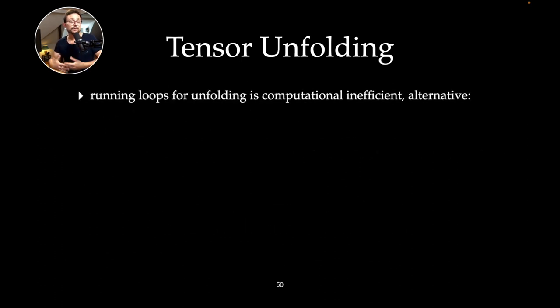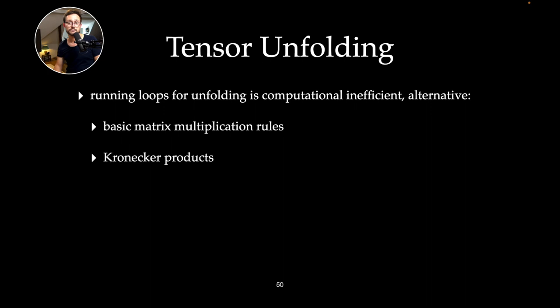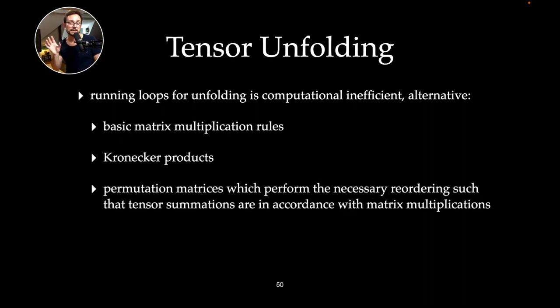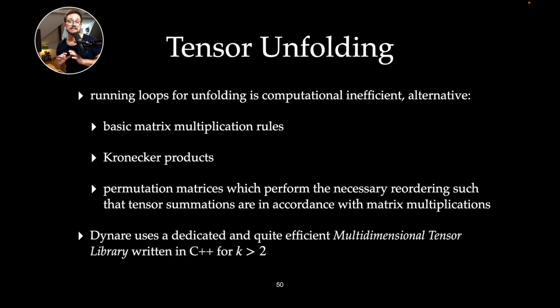Now, how can you actually do this? Of course, simply running loops is somewhat computationally inefficient. The alternative that I want to present is that we can make use of basic matrix multiplication rules, the properties of the Kronecker product, and permutation matrices that perform required reorderings of terms, such that tensor summations are in accordance with matrix multiplication and Kronecker product rules. Dynare under the hood uses such tensor unfolding at order 2, but at order 3 and above we use a different library specifically designed to deal with multidimensional tensors, written in C++. This can change with future versions, but as of version 5.1, this is what we do.